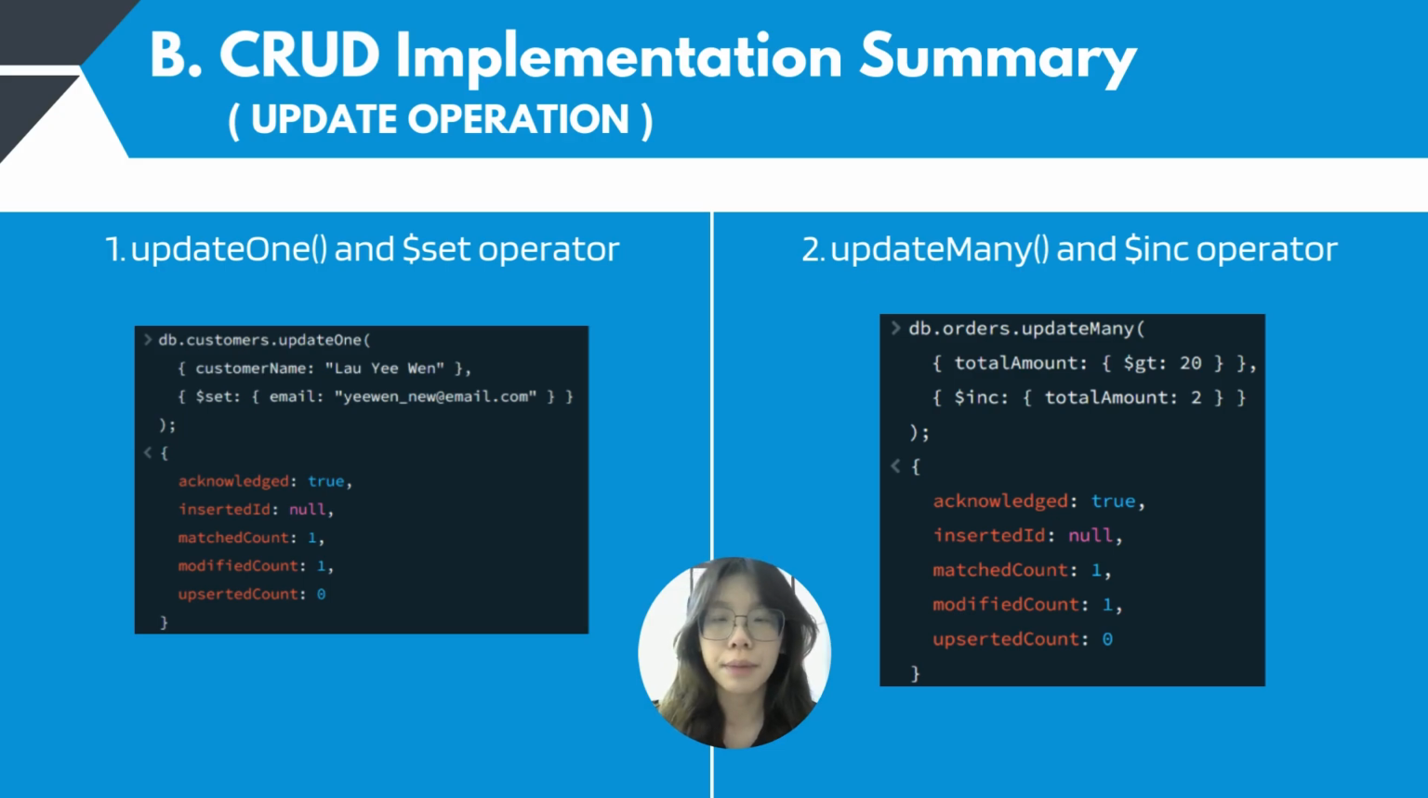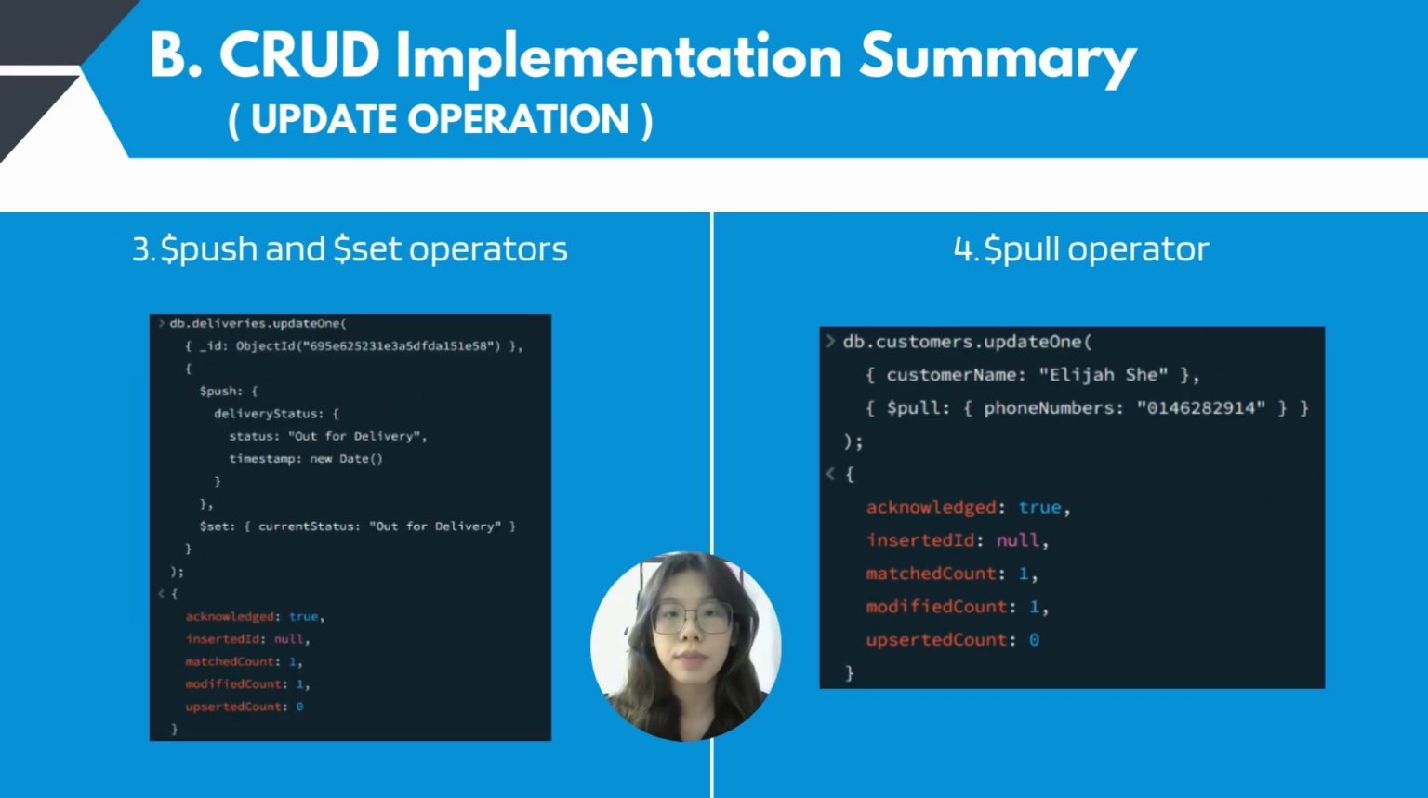Now we proceed to the update operations. For the first one, the updateOne method and the set operator were used to update customer emails. Secondly, we use the increase operator and the updateMany method to apply a 2 ringgit service tax to any order over 20 ringgit. Next, to manage our delivery timeline, we use the push operator to add new status updates into the delivery status array, and we use the set operator to change our current status to out for delivery.